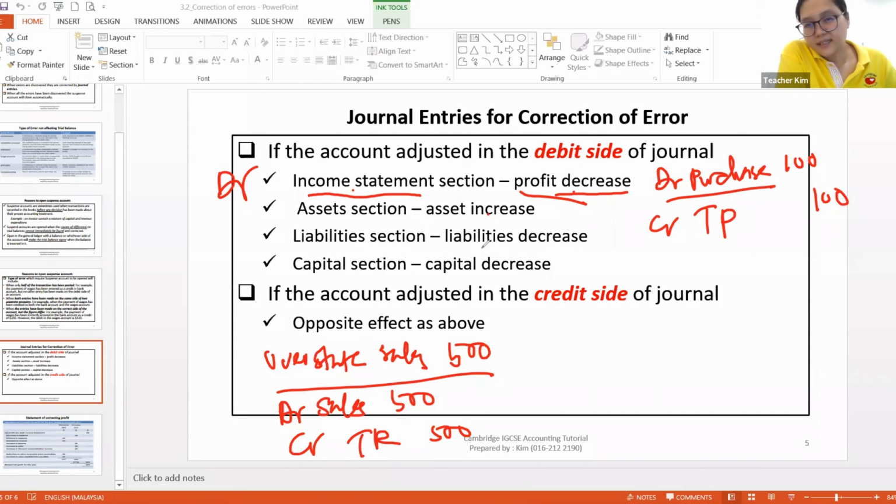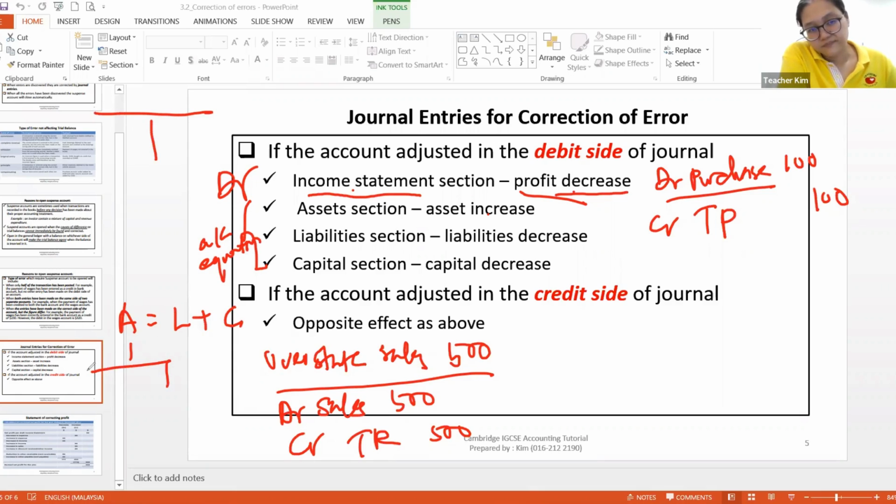Liability section. Liability, if we adjust liability on the debit side, it will cause liability to decrease. Same using the accounting rule. Actually, for these three, the accounting equation rule says that asset equals liability plus capital.